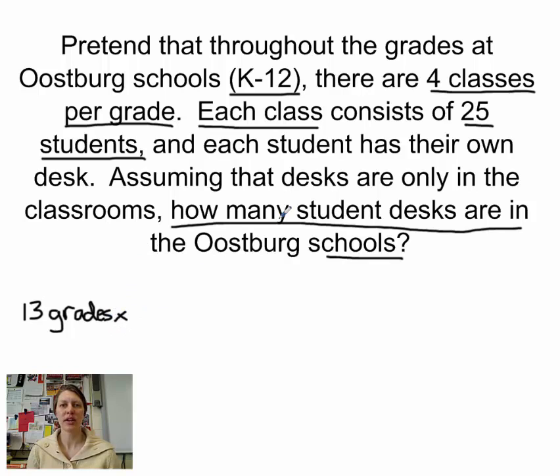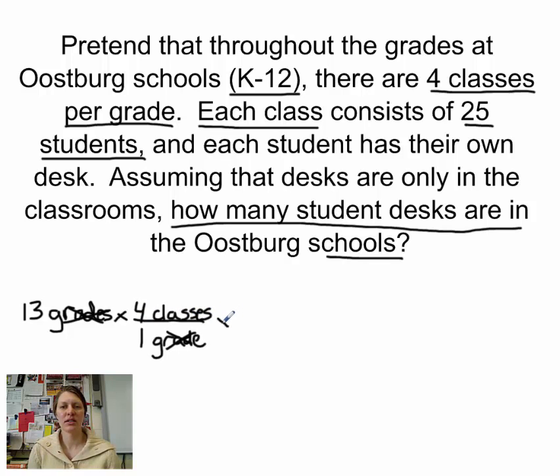So I have 13 grades. I keep on reading and look back and I see that it's at 4 classes per grade. So I can write that ratio. Now I want to write the grade on the bottom so that the units cross out. So now that the units cross out, I can actually X them out. And on the top there's going to be 4 classes.